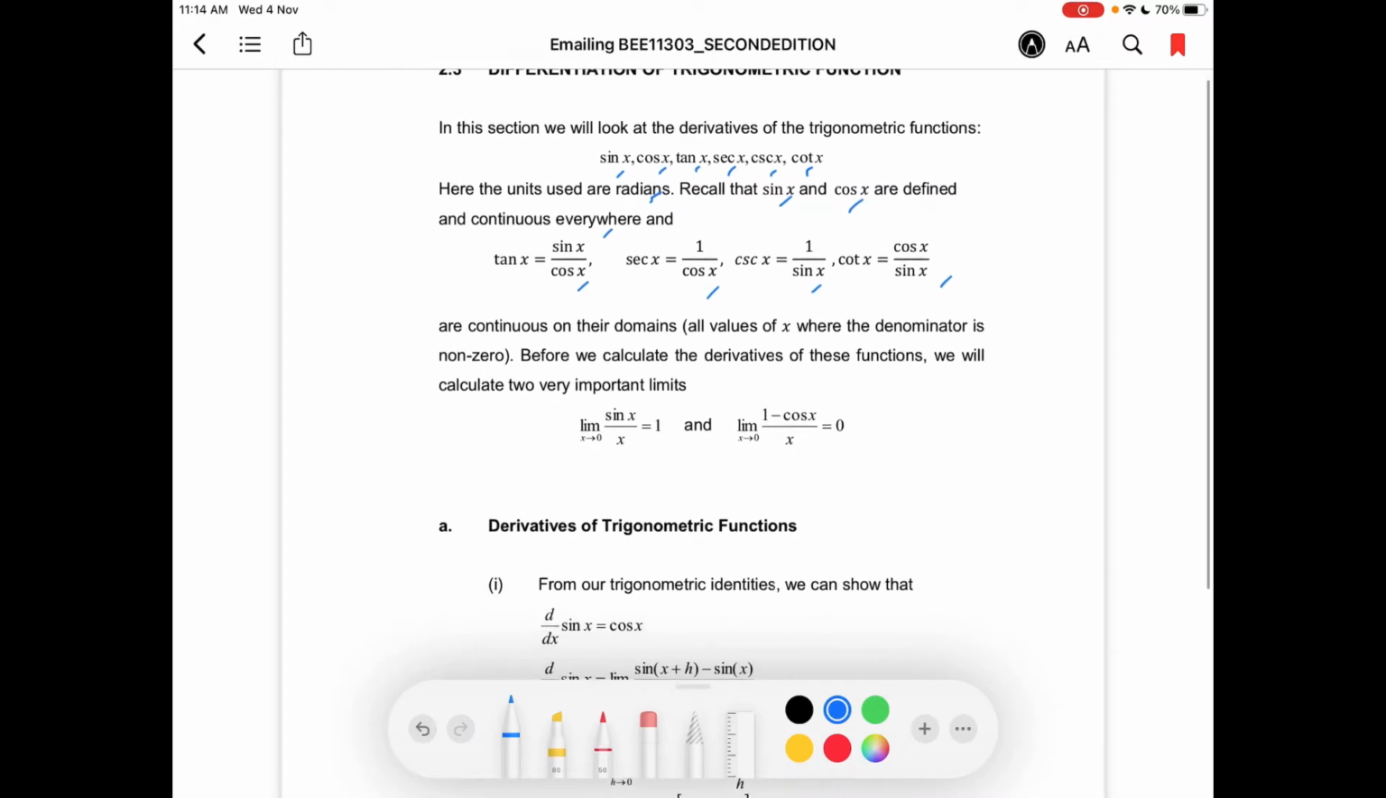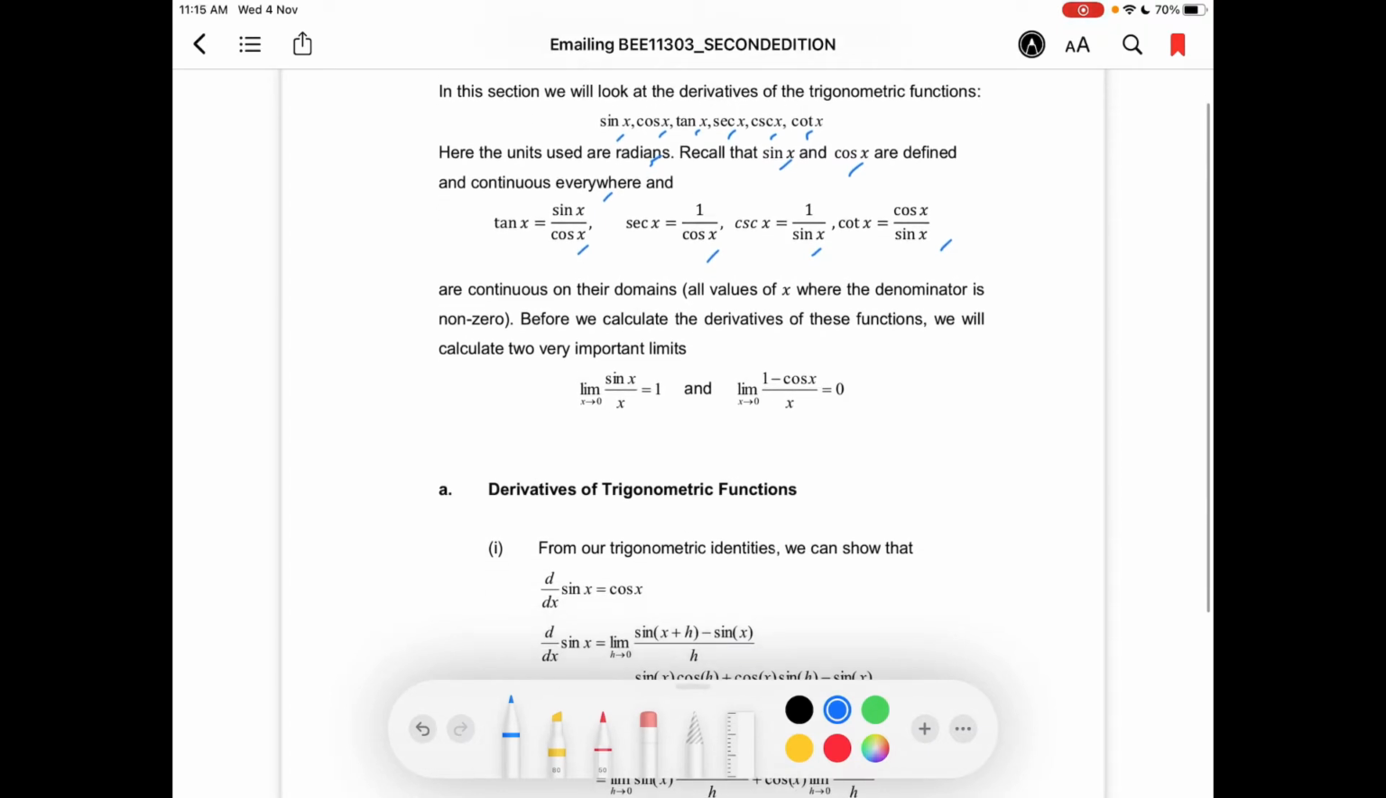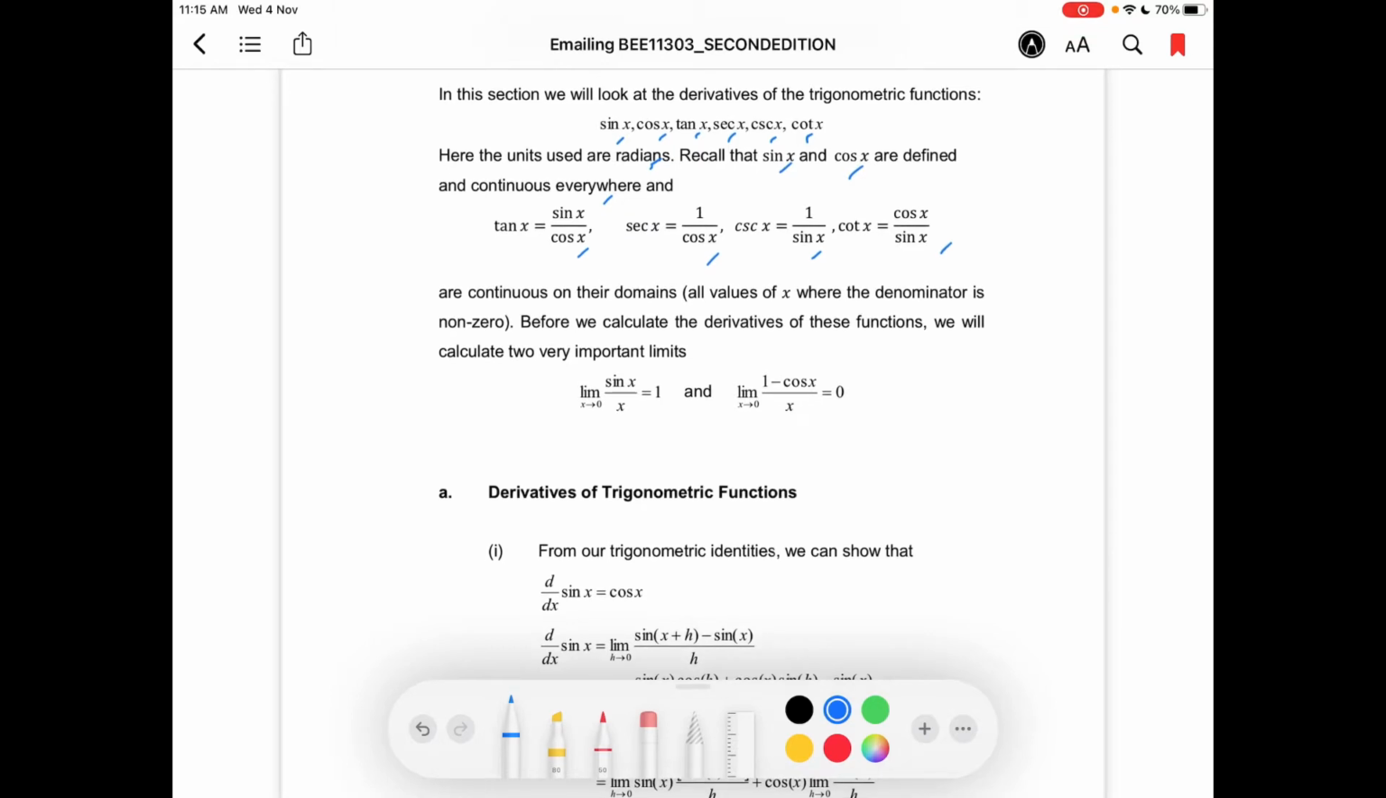So in this subtopic, we will start with differentiation of trigonometric function. We will see the derivative of trigonometric functions such as sine x, cos x, tangent x, secant x, cosecant x, and cotangent x. Bear in mind that all the units for the trigonometric functions are defined in radians, and that we know that sine x and cos x are defined and continuous everywhere.